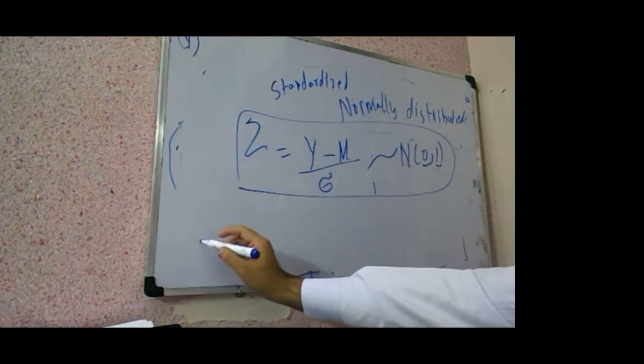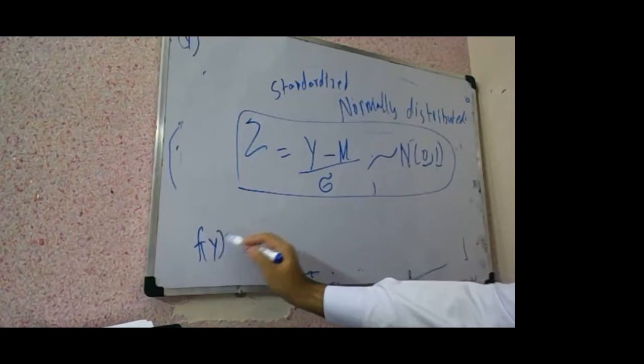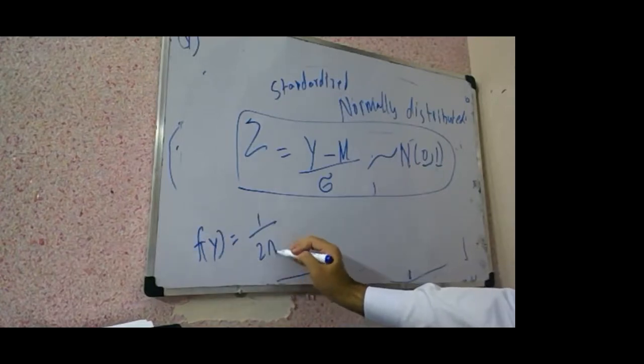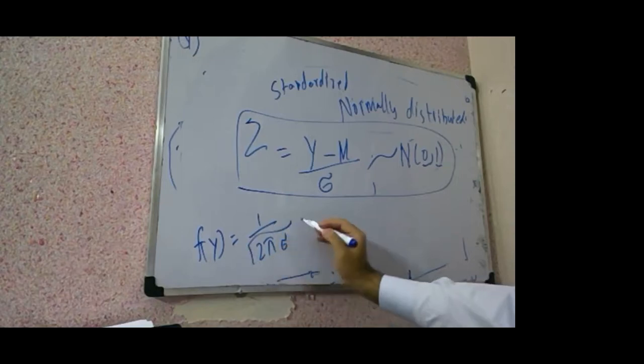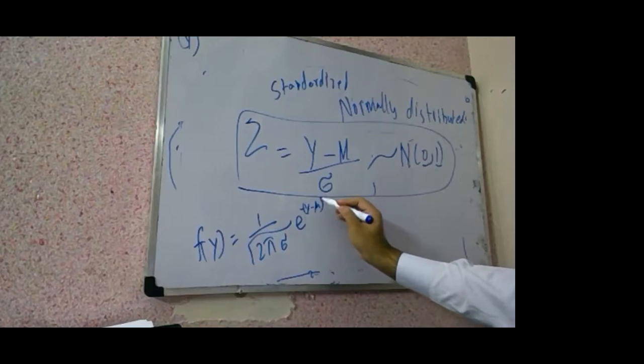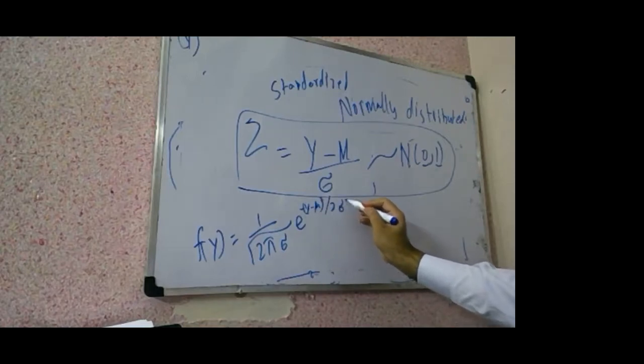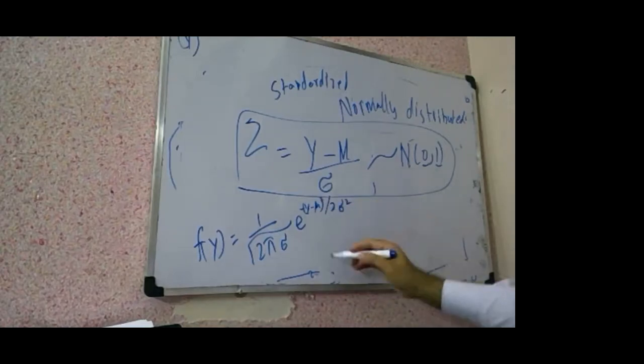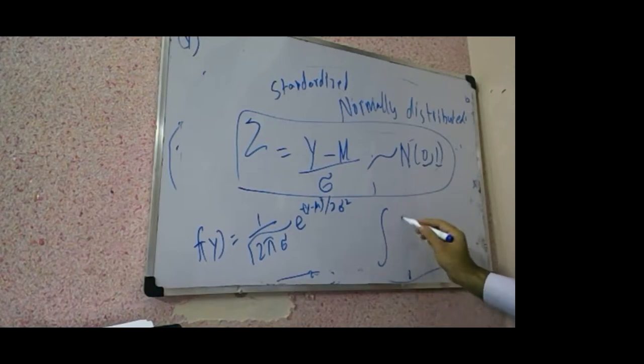Now we come back to the probability density function we created, which is f of y equals 1 upon root 2 pi sigma. This we know. This is given as e to the minus y minus mu square upon 2 sigma square. Now we have this function, so we can draw this.